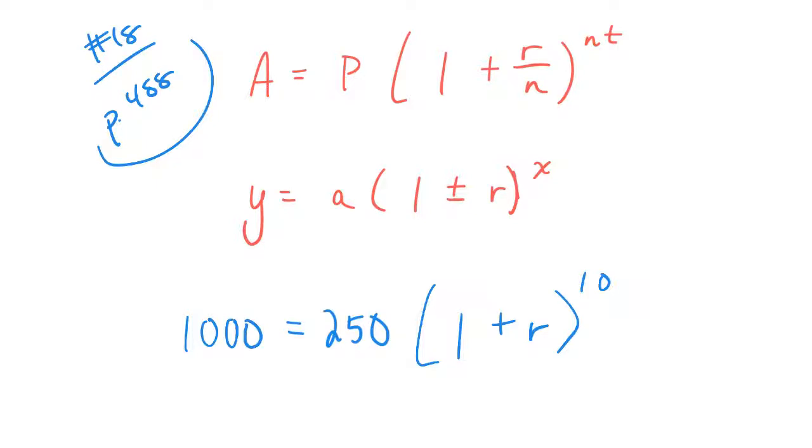When it's here, divide by 250, you get 4. 4 equals this. How do you get rid of the 10th power? Raise it to the 1/10th power on both sides. So this would become 4 equals.